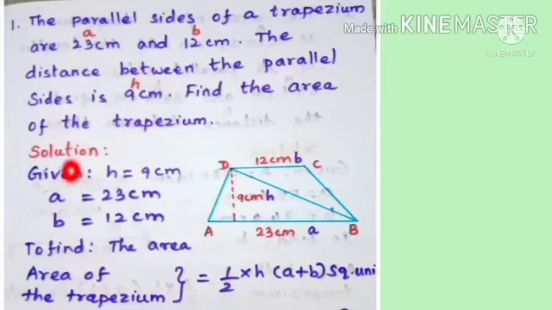So, solution. Draw a trapezium and mark all the values which are given in the problem. And here write down what values are given: h, a, b. And to find the area of the trapezium. And we know that the formula for the area of the trapezium is 1 by 2 into h into (a plus b) square units.